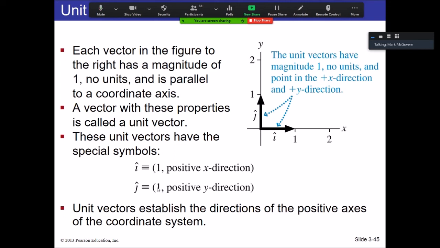If you want to specify, for example, a vector that's along the positive y-axis and has a length of 3, you would call that vector 3j hat. It's like we're specifying a scalar multiplication. It's 3 times the j hat vector.